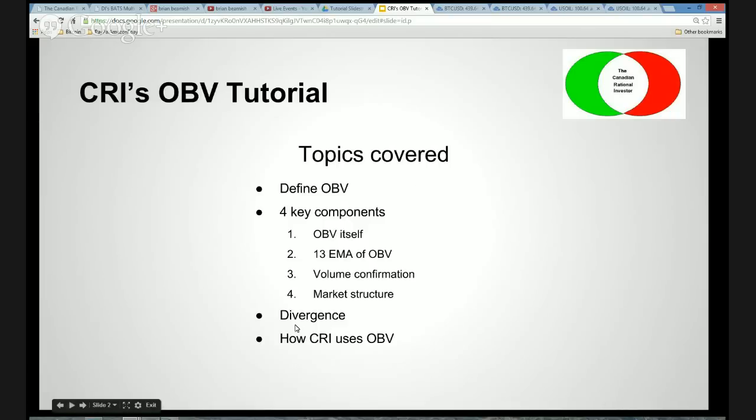We're going to move on then and examine the concept of divergence, and in essence these are really powerful tools that we technicians can take from our charts, is that quite often either volume or momentum will hint at either internal strength or internal weakness within an issue that price may not reveal itself. And then lastly, we're going to look at how I, CR Investor, Brian Beamish, use the OBV on a day-to-day basis. So let's get moving.